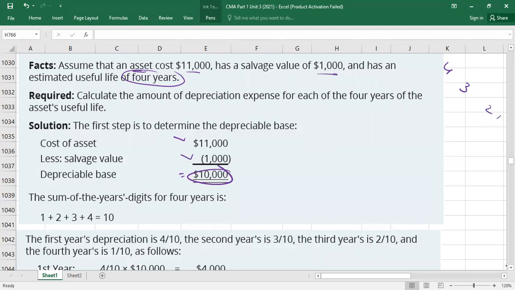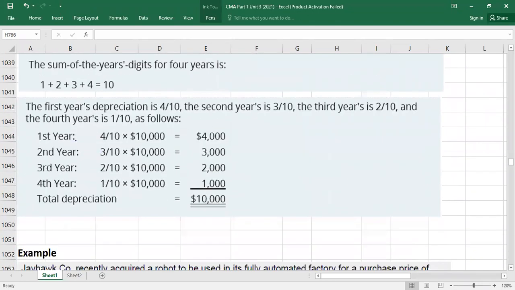Now how will I calculate the depreciation? I will write the years: first year, second year, third year, fourth year. In the first year, because remaining years are 4, if you are sitting at the start of the first year, I will do 4/10 multiplied by depreciable base. This will give you depreciation for the first year. In the second year, I will do 3/10 multiplied by depreciable base. It will give you the depreciation expense for the second year.